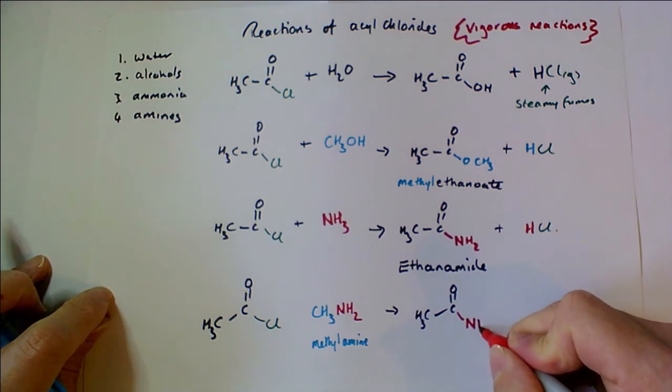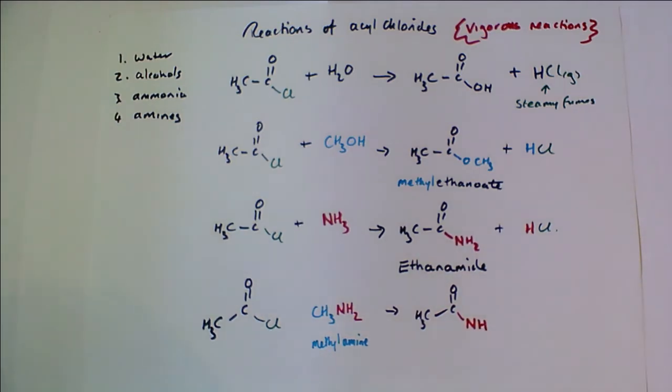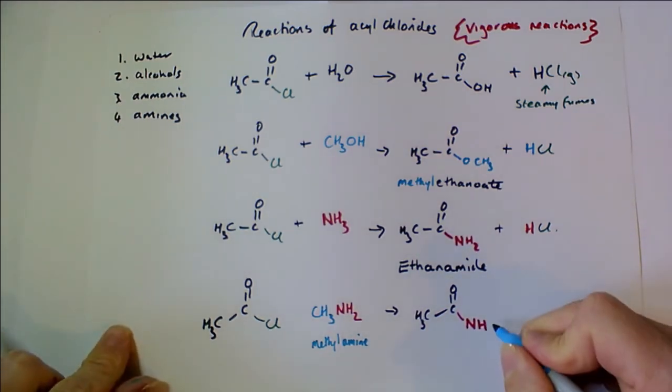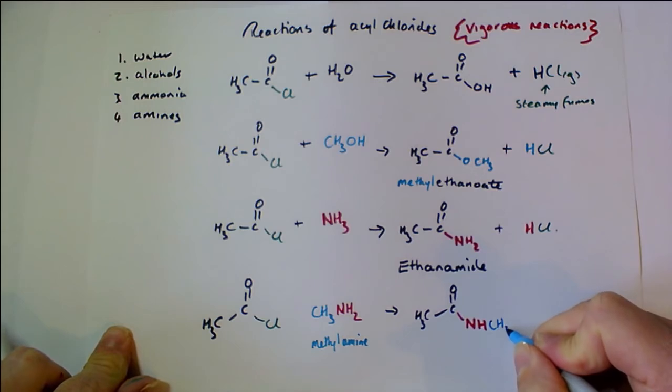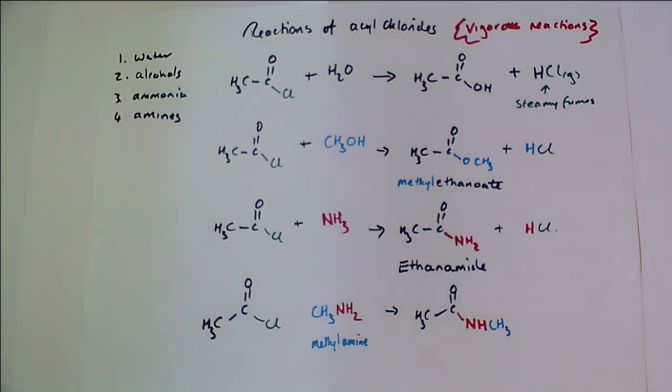So here I've got NH, and then the methyl group is going to still be attached to this bit here, CH3, and I've made my HCl over here. And I've just daubed my Sharpie all over the wall. I'm going to be in trouble.